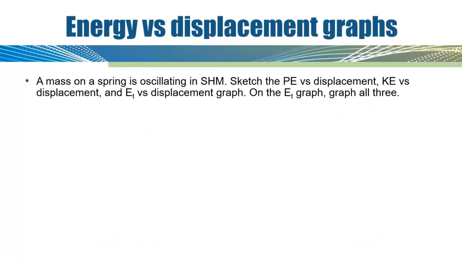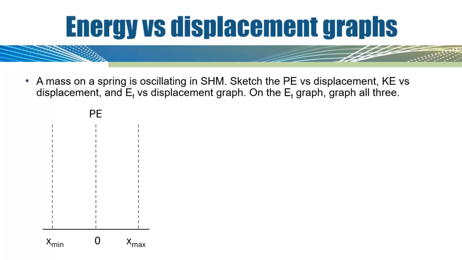So what would a graph of these energy exchanges look like? On this slide, we're talking about a mass on a spring that's oscillating in simple harmonic motion, and we're asked to sketch energy versus displacement graphs. The first one we're going to be doing is the potential energy versus displacement. That tells me that displacement has to be on the x-axis. It doesn't matter whether this system is oscillating horizontally or vertically, the graph is going to look the same.